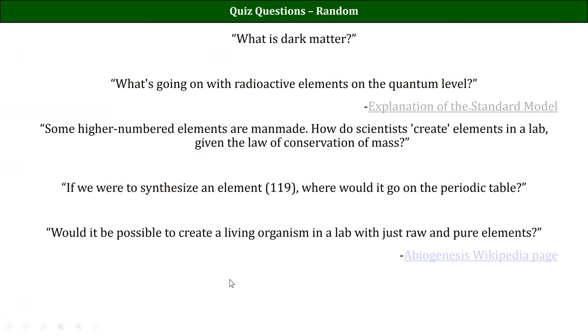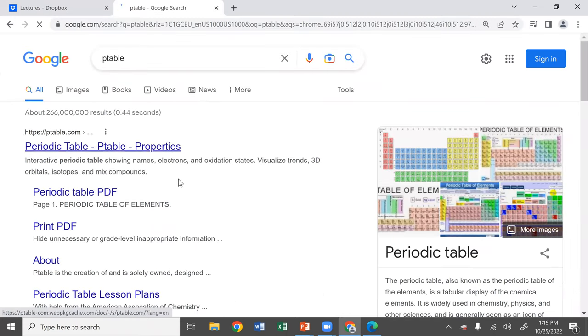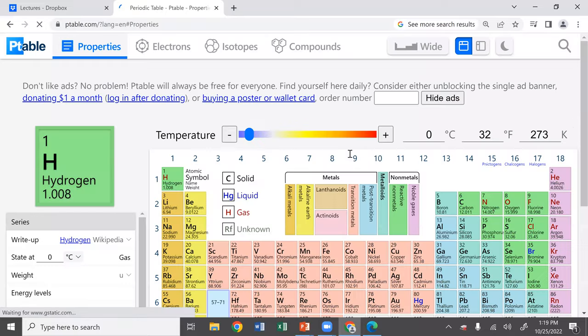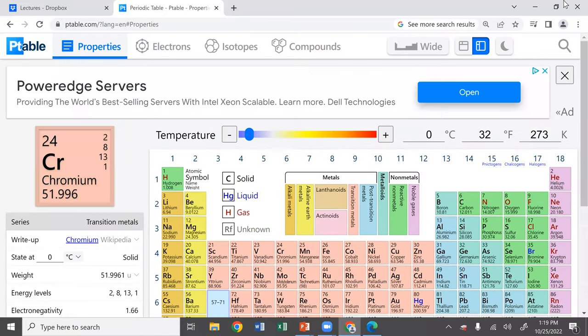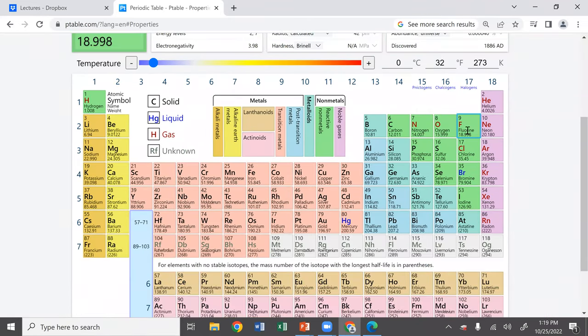And then if we were to synthesize an element, 119, where would it go on the periodic table? Any guesses? What was the question? If we were able to synthesize element 119, so 118 is down here, where would 119 go? Johnny? Section one? Yeah, go back into the s block. We'd start the eighth row of the periodic table by doing that.